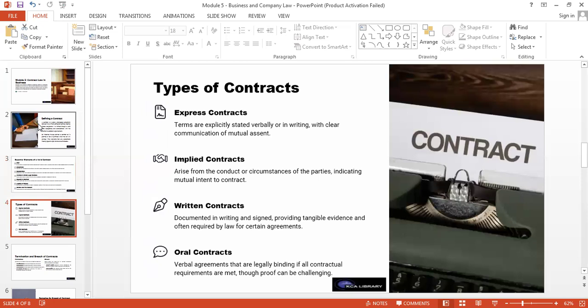We have types of contracts. We have the express contract, where terms are explicitly stated verbally or in writing with clear communication of mutual assent. Also, we have the implied contract, which arises from the conduct or circumstances of the parties indicating mutual intent to contract. We have the written contract, which is a documented and signed contract, providing tangible evidence and often required by law for certain agreements. And lastly, we have the oral contract. The oral contract is a verbal agreement that is legally binding if all contractual requirements are met, though proof can be challenging in this kind of contract.